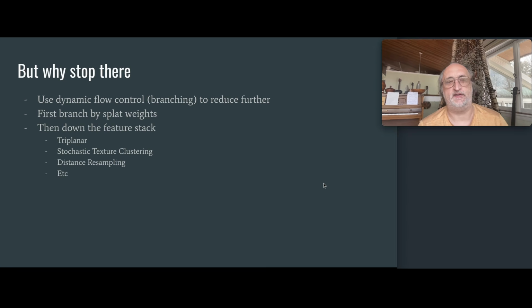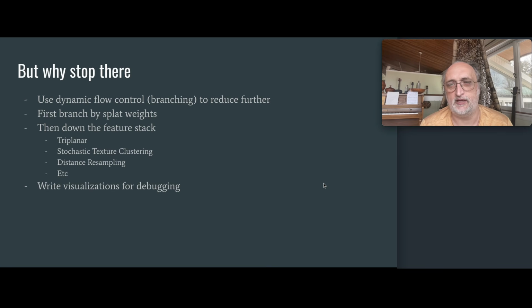And then I just go down the feature stack. Okay, do I need all 3 triplanar angles? I have a thing called stochastic texture clustering that technically requires 3 samples of a texture and it kind of breaks up tiling. Maybe I can branch on that, or distance resampling. And so I just went through my various feature stacks and basically put that in, and I wrote a visualization so I could see what was going on.